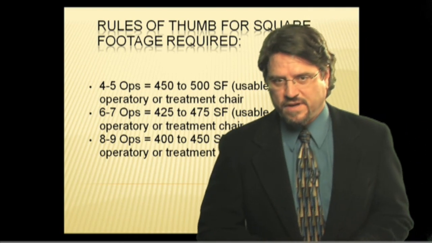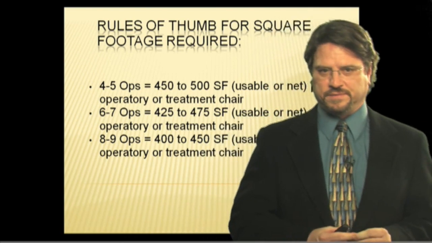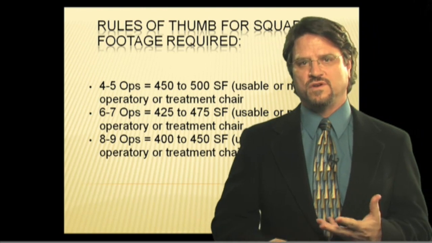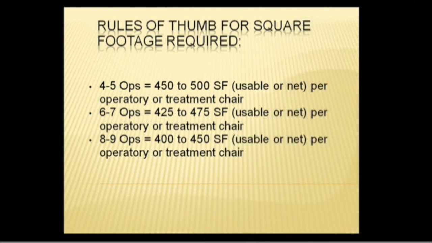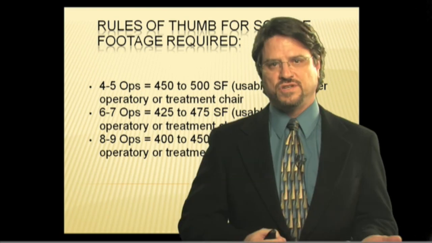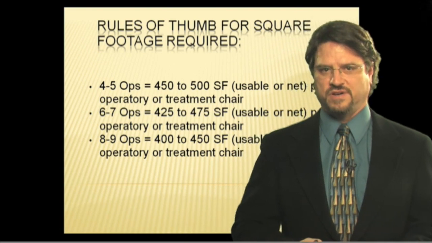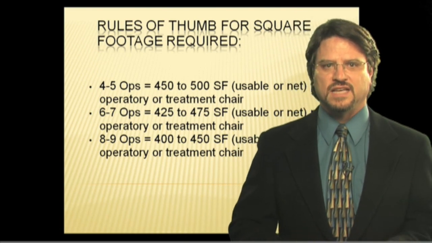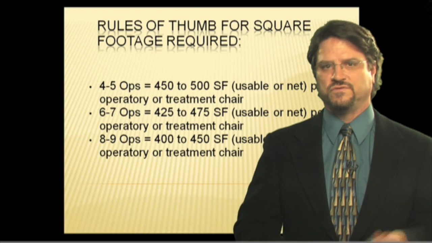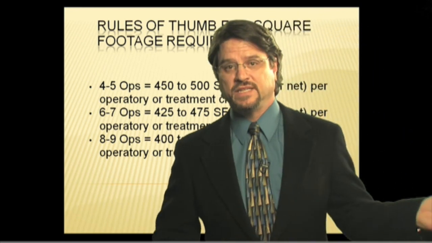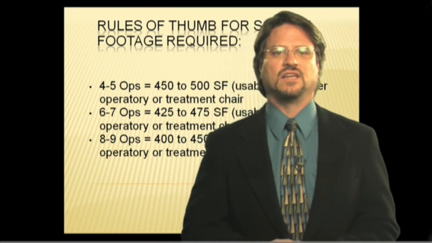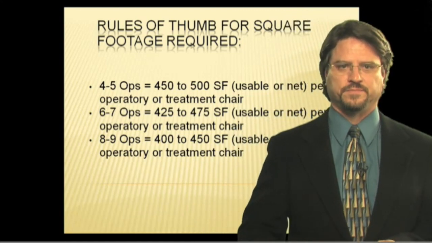The following are rules of thumb for determining the square footage required for the building. 4 to 5 ops equals 450 to 500 square feet, usable or net, per operatory or treatment chair. 6 to 7 ops equals 425 to 475 square feet, 8 to 9, 400 to 450 square feet. You'll note that the overall square footage ratio needed for the building doesn't increase as ops are needed, because you still need the same accessory spaces for a small office as you do for a large one. Those accessory spaces, sterilization for instance, only get slightly larger as the treatment area increases.